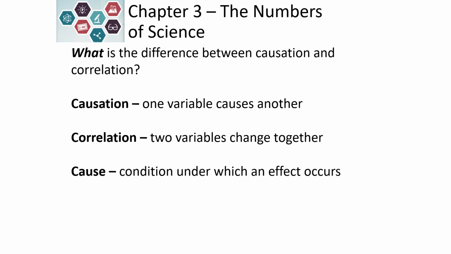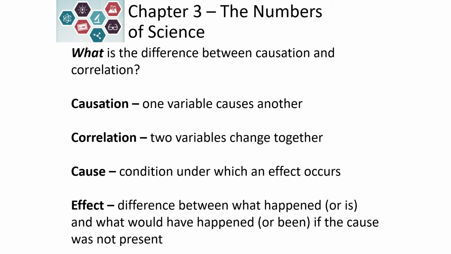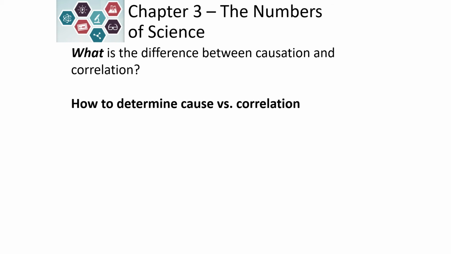A cause is a condition where an effect occurs. An effect is the difference between what happened and what would have happened if the cause was not present. So, in order for there to be an effect, there has to be a cause. Now, causation and correlation are not the same thing. In order to determine causation and not just correlation, we have to satisfy three criteria.